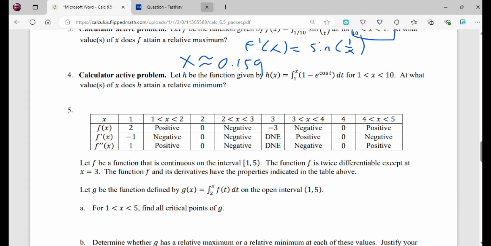Okay, we have a new question. Let h be the function given by h of x equals the integral from 1 to x of 1 minus e to the cosine t dt, for x from 1 to 10. At what value of x does h attain a relative maximum? So h prime of x equals 1 minus e to the cosine x. So we're going to find the 0 of 1 minus e to the cosine x. And then we're going to see when that 0 occurs, but it has to go from negative to positive.